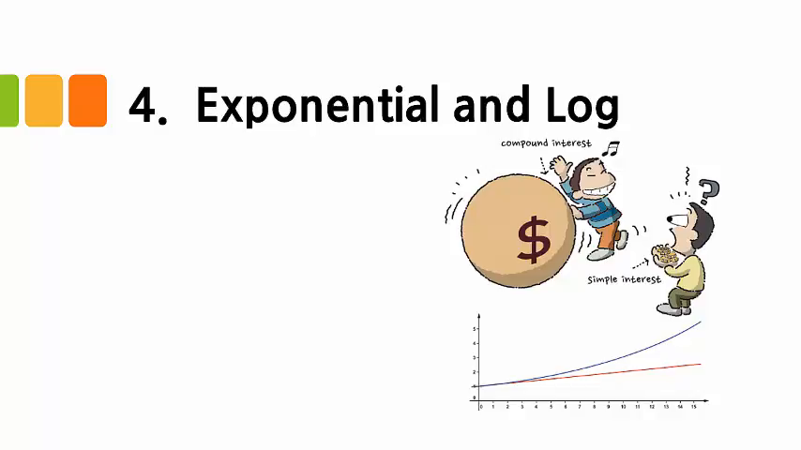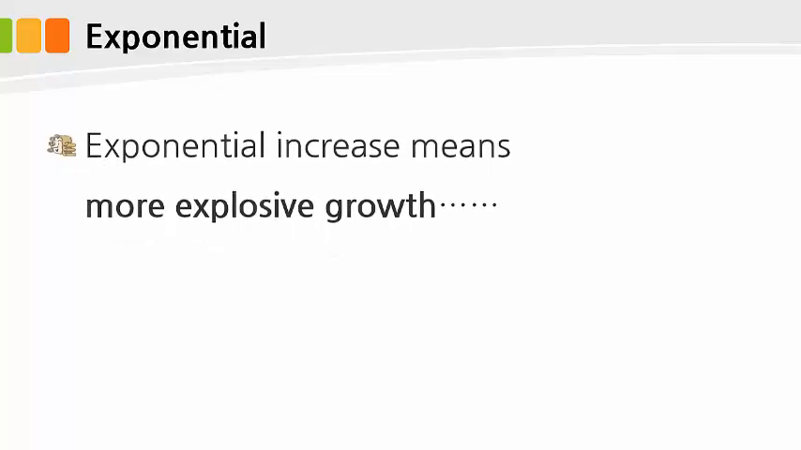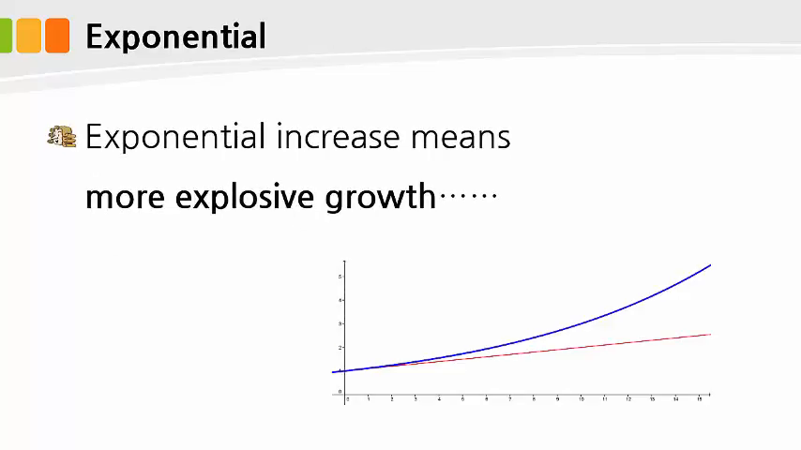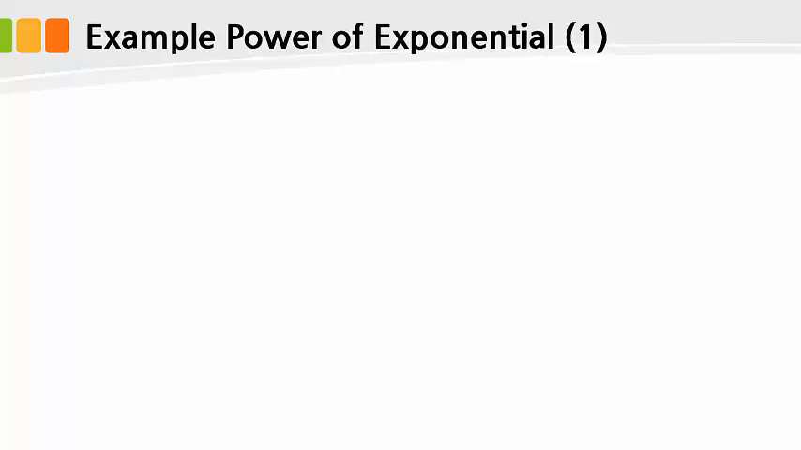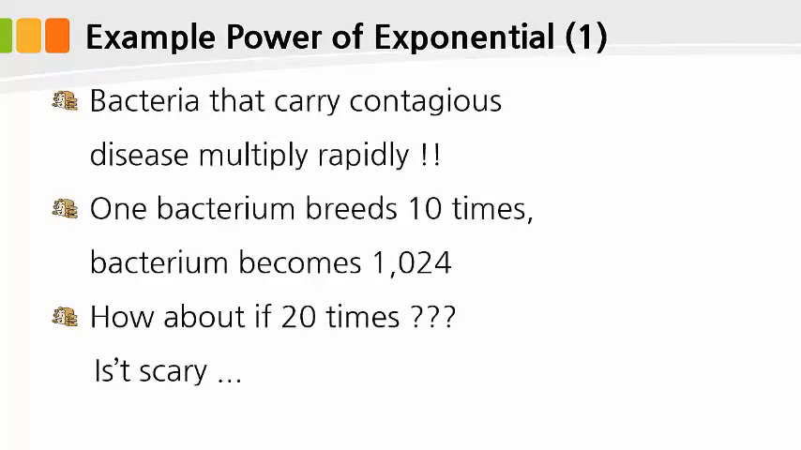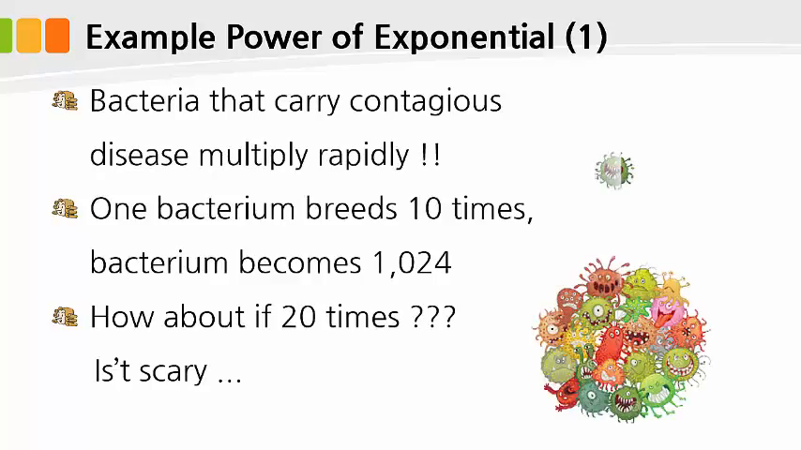Let's learn about the exponential and log. Exponential increase means more explosive growth. Bacteria that carry contagious disease multiply rapidly. When one bacterium breeds 10 times, the bacterium becomes 1024. When breeding is repeated for 20 times, is it scary?